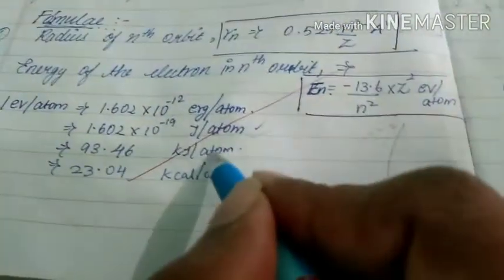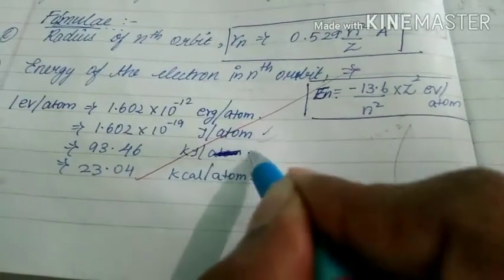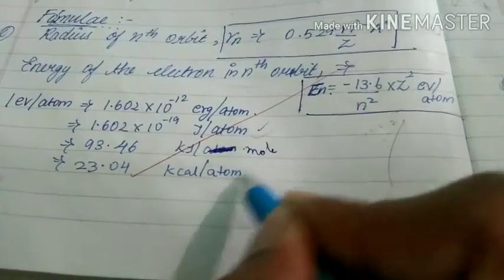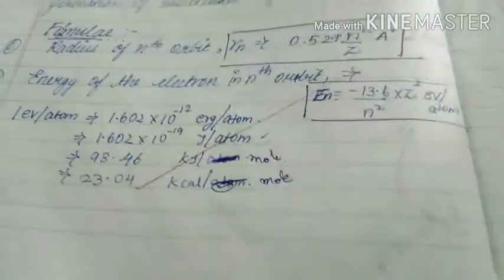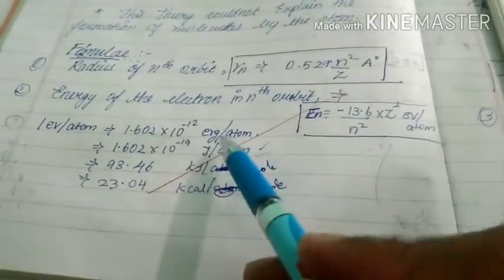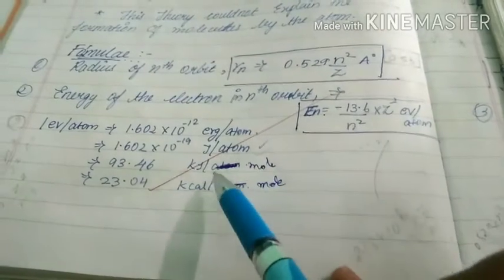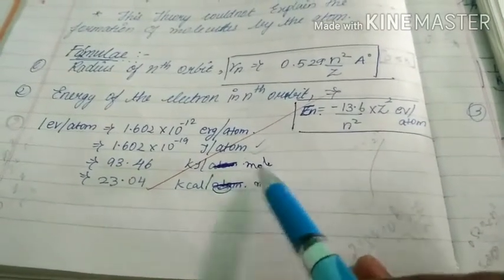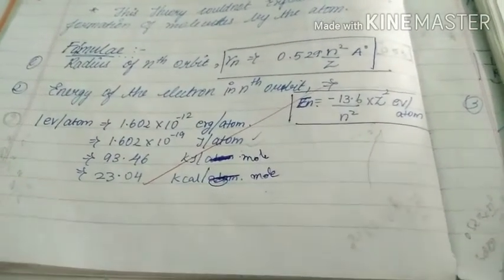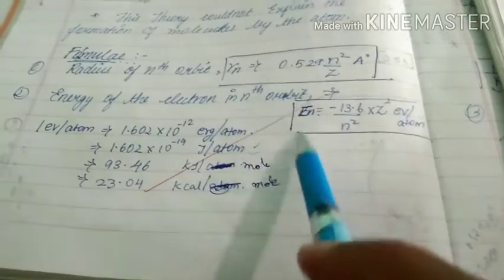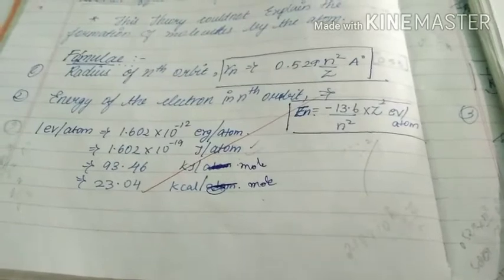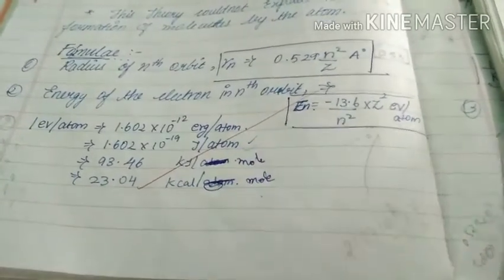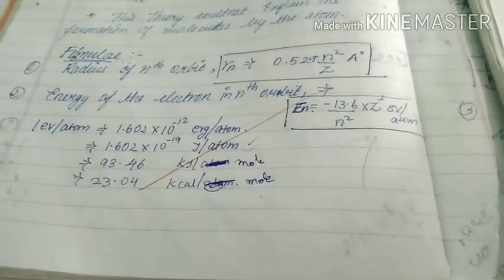See, here one more point is there. This is kilojoules per mole. This is kilocalories per mole. Here it is electron volt per atom, joules per atom. Here it is kilojoules per mole, kilocalories per mole. So you have to learn these formulas as well as these conversions. Then only we will be able to solve numericals regarding this topic.